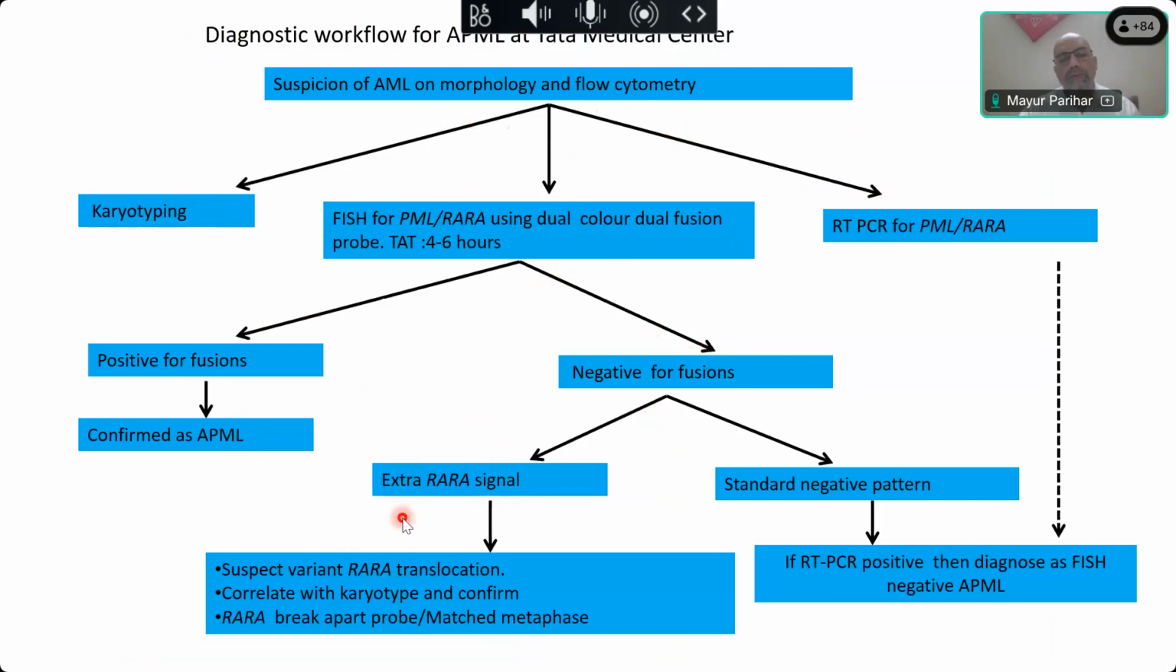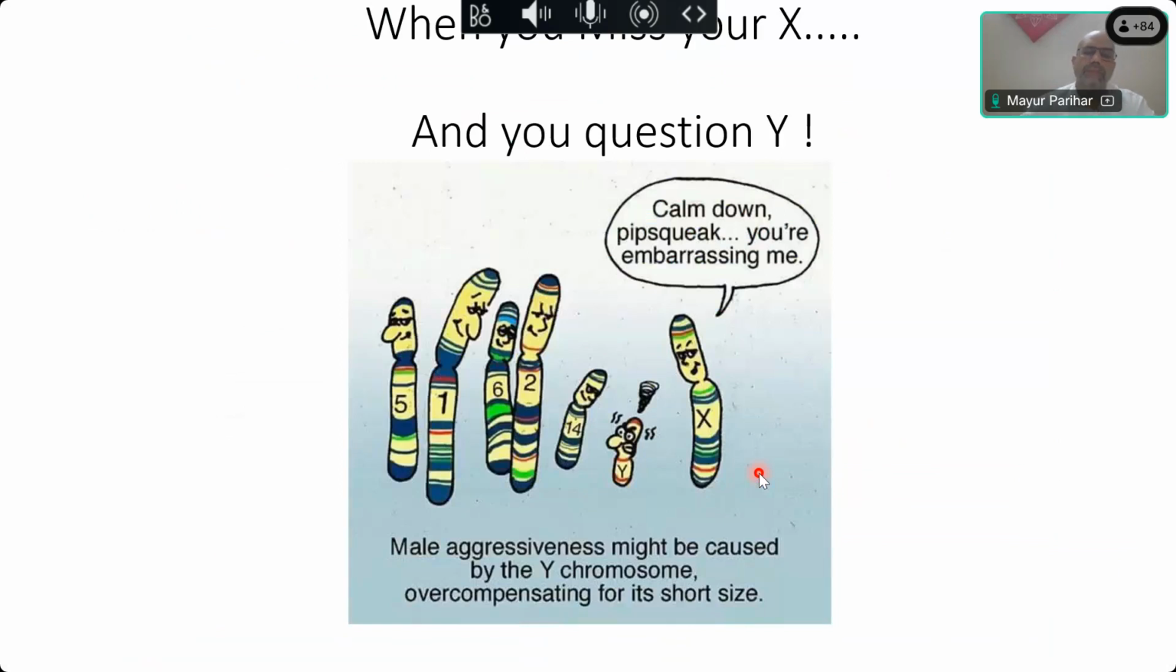put a RARA break apart probe, correlate with karyotyping, match metaphase and RARA break apart. And if you get a standard negative, then do an RT-PCR. If not, you do next generation sequencing, and then you can identify the RARA variant. So in APML, you can get FISH negative as well. One should be aware of it and not question your strong morphology and flow findings in such patients.